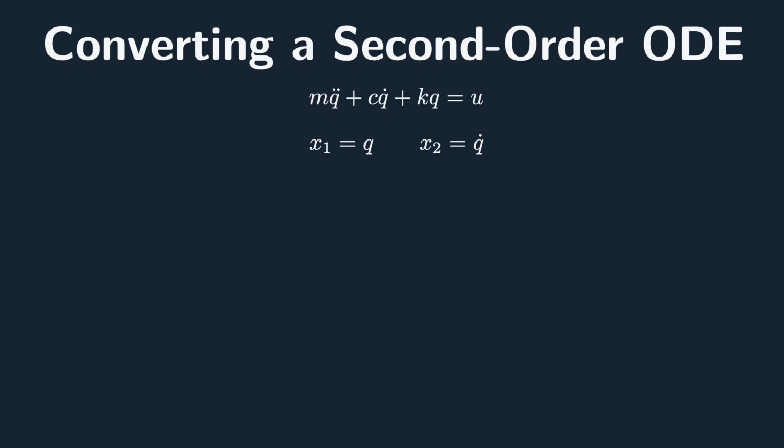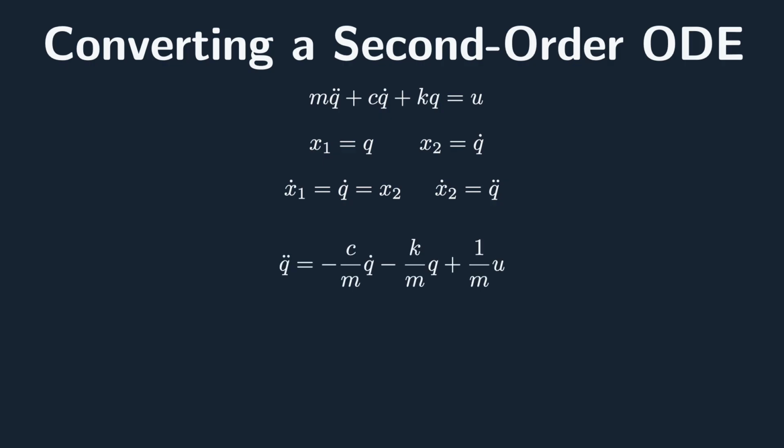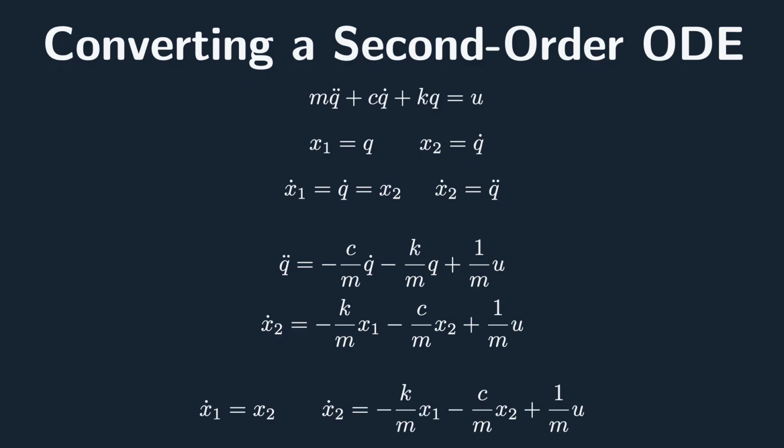The first state equation comes directly from the definition. Since x1 is position and x2 is velocity, the derivative of x1 is x2. For the second state equation, the derivative of x2 is acceleration q double dot. Because x2 dot equals q double dot, we isolate q double dot from the original ODE. Then we replace q with x1 and q dot with x2. This gives the final first order equations: x1 dot equals x2 and x2 dot equals minus k over m times x1 minus c over m times x2 plus u divided by m. Now, the original second-order ODE with input has been rewritten as a system of two first-order ODEs.